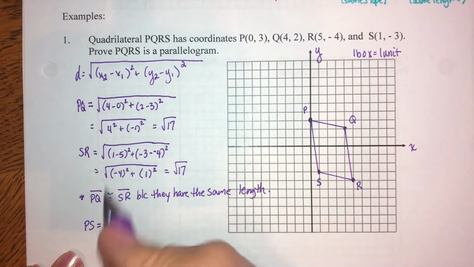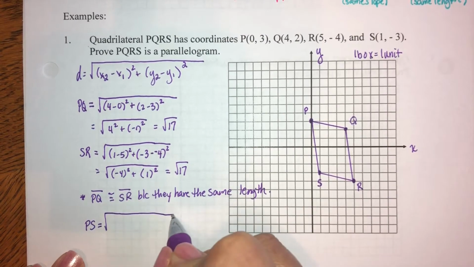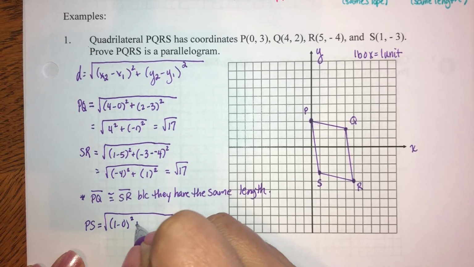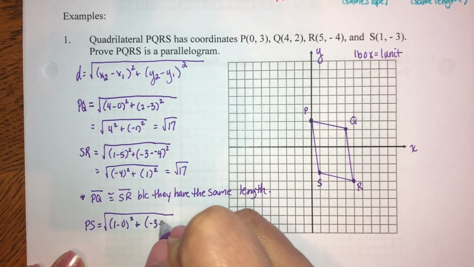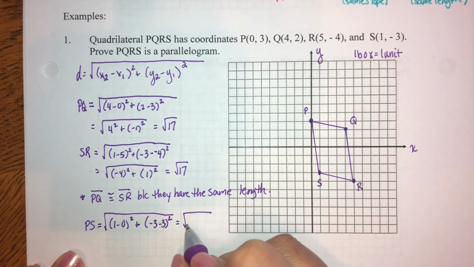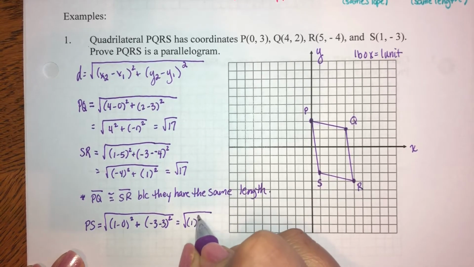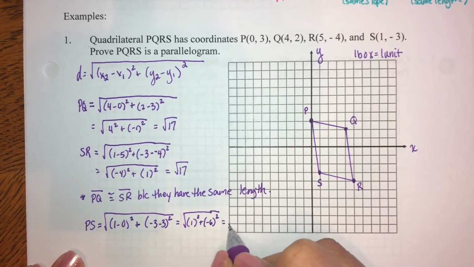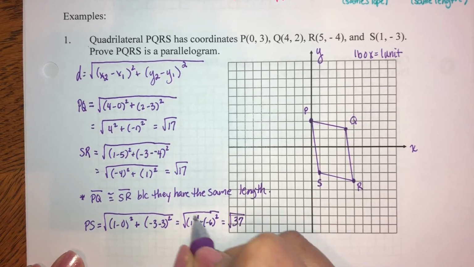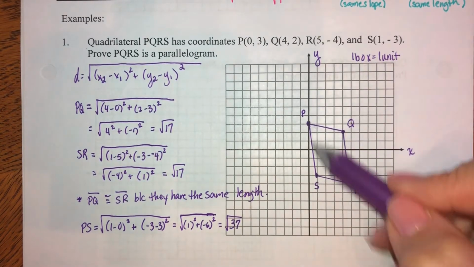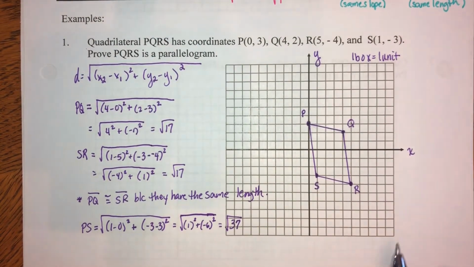I'm going to go ahead and plug in my numbers here. And so I end up with 1 minus 0 squared plus -3 minus 3 squared. That ends up giving me the square root of 1 squared plus -6 squared, which means it's the square root of 37. Okay, that doesn't match the other two, but it's not supposed to. That's okay. Look at the picture. You can tell almost that this is going to be a different number than the last one was.